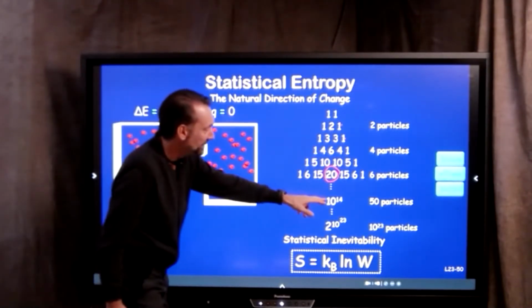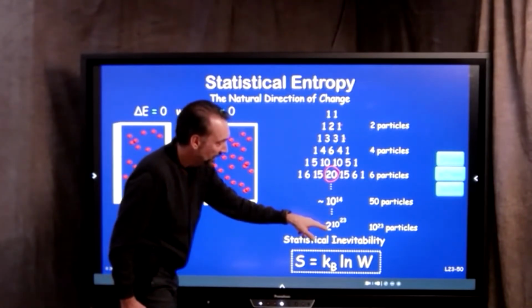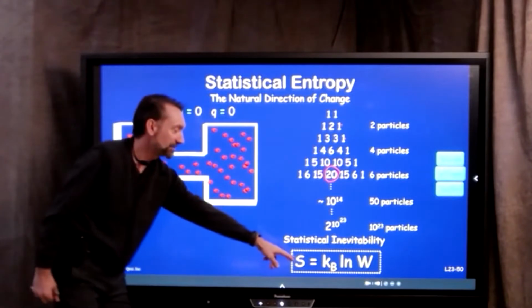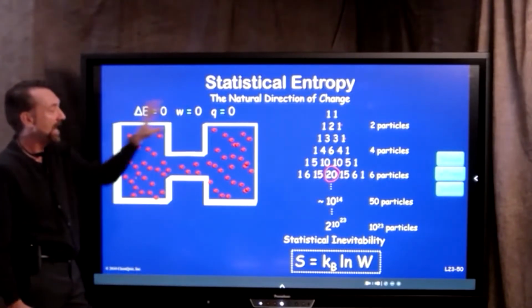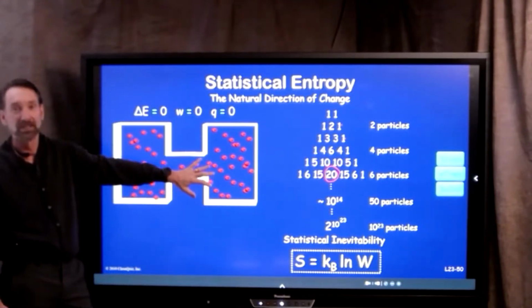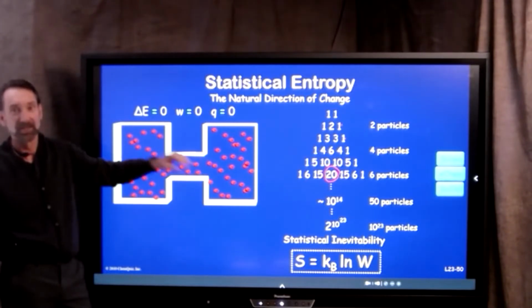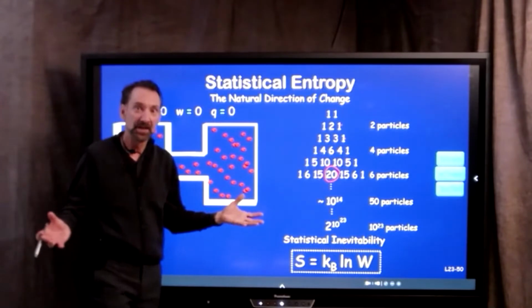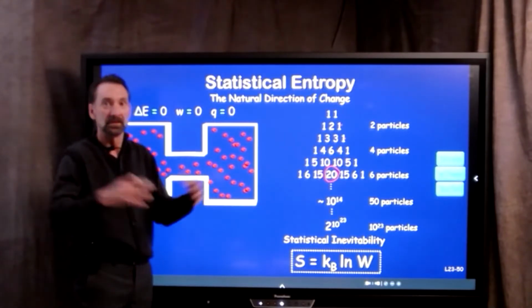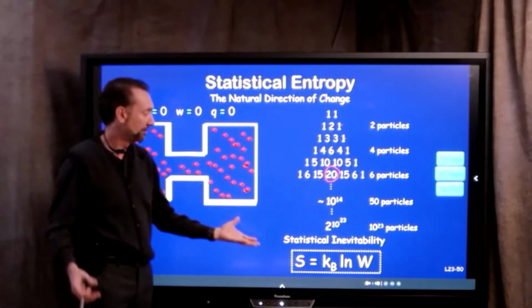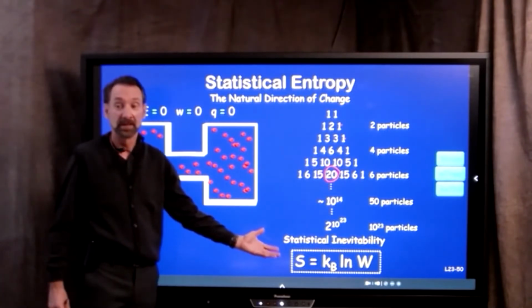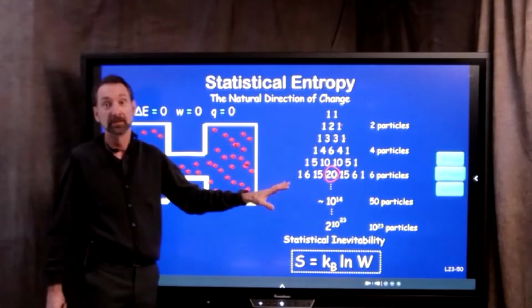When you take the natural log of W, and W are these ginormous numbers, then S is huge, and high S is good. High entropy is where systems end up. And high entropy is not where systems end up because of order or disorder. That has nothing to do with it.